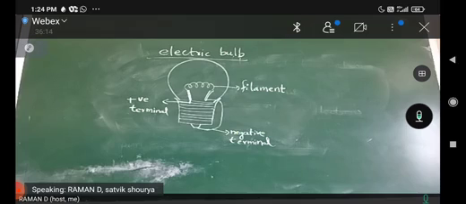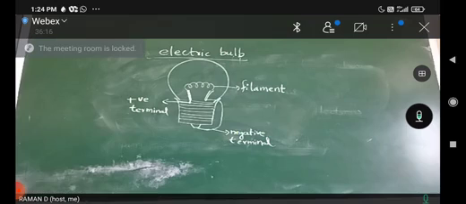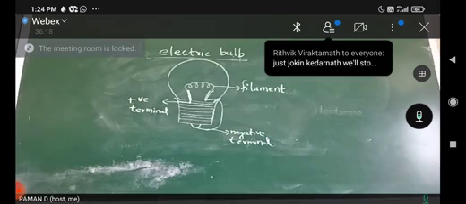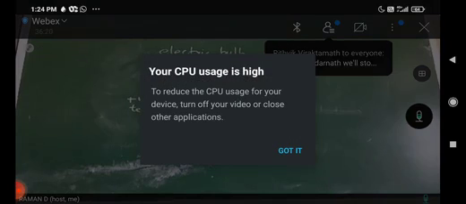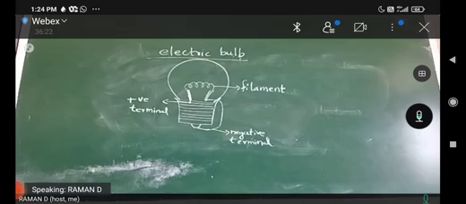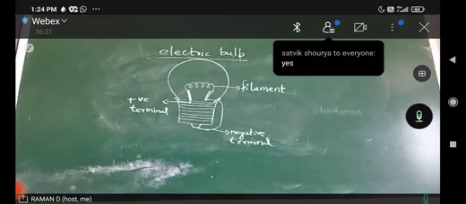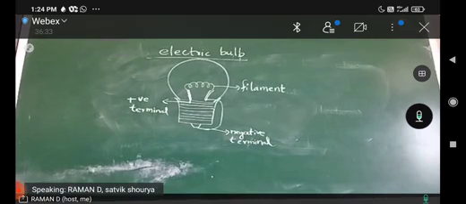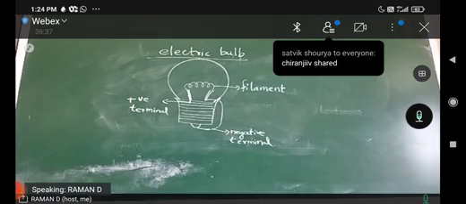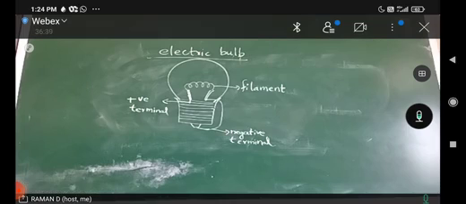So, the electric cell and the electric bulb both have two terminals each. If you take any electric device, it has two terminals. Now let us learn how to connect an electric cell with an electric bulb.